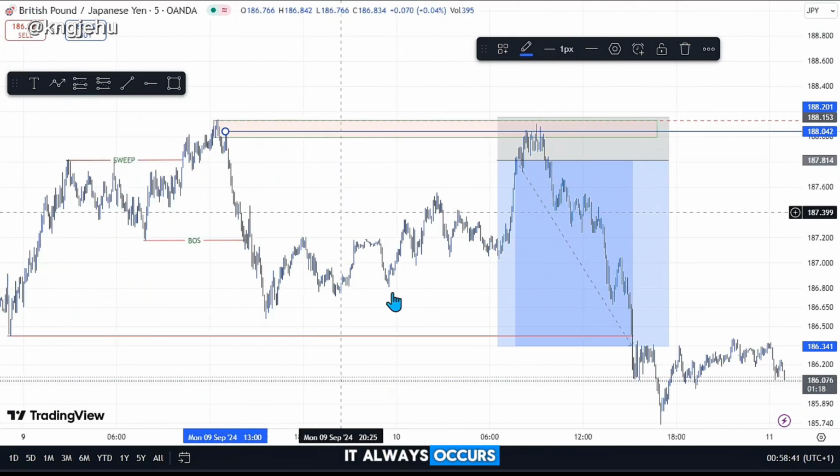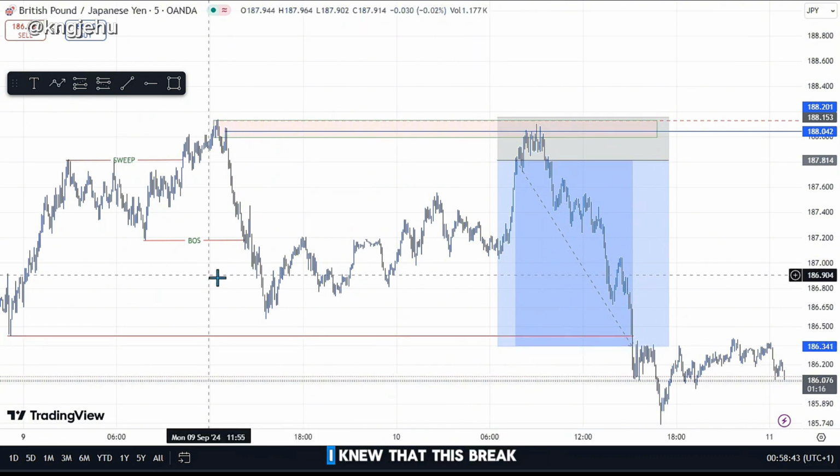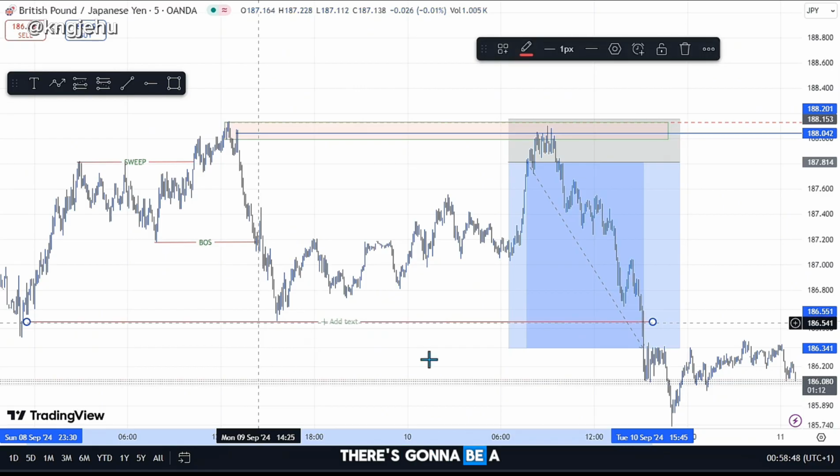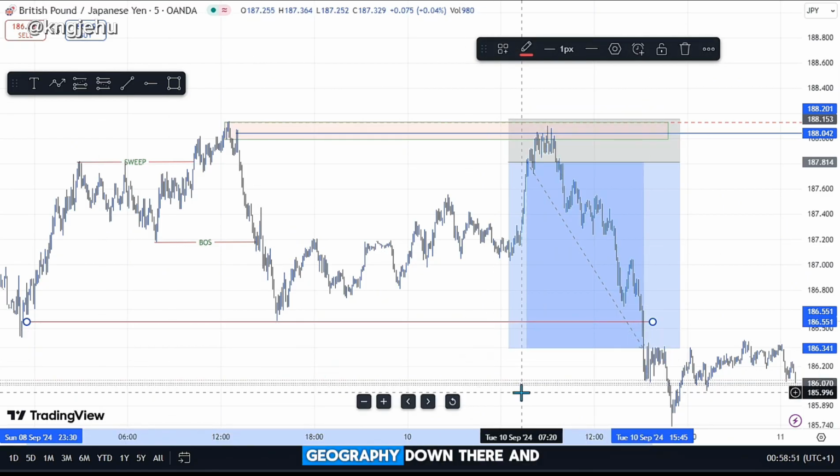It always occurs. The reason my take profit was here was because I knew that this structure here is going to be breaking. There's going to be a break of structure somewhere here. So that's why I put my take profit down there.